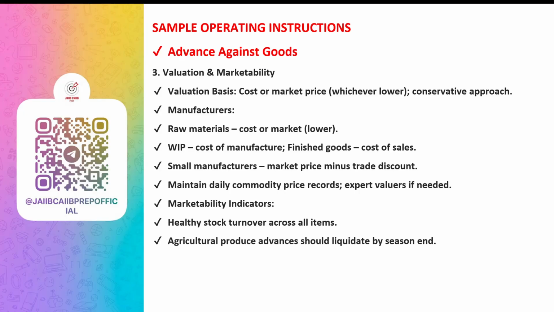And for manufacturers, for raw materials, you take the cost price or invoice price, or the market price, whichever is lower. For work in progress, it is cost of manufacture. For finished goods, it is cost of sales. So if the borrower values stock lower than these rules, we accept the borrower's lower value. For small manufacturers where cost is hard to calculate, use the market value minus profit margin and trade discounts.